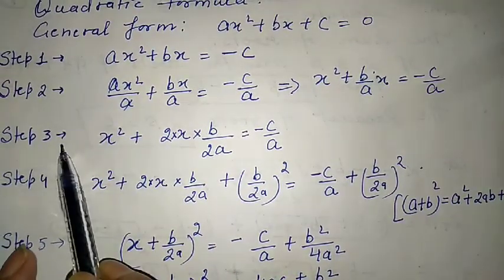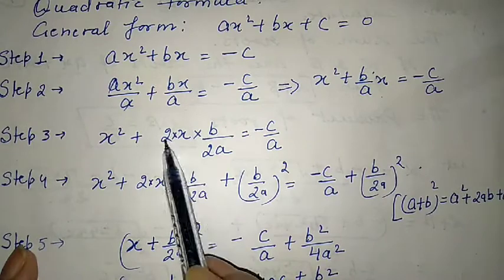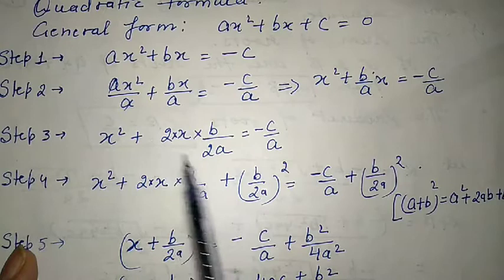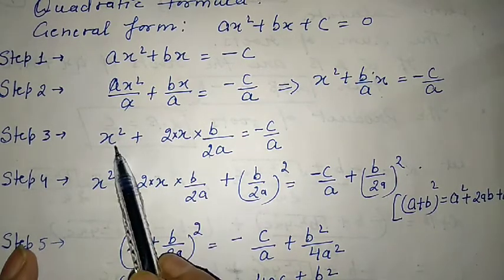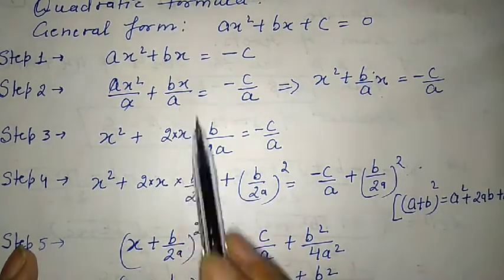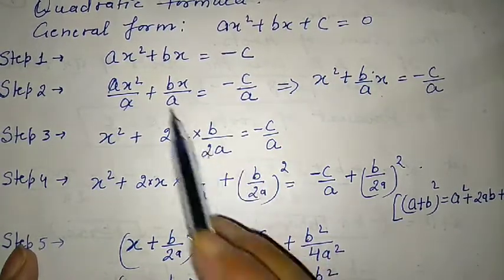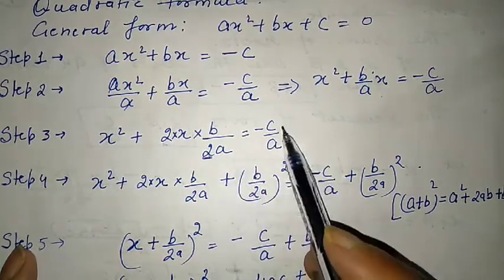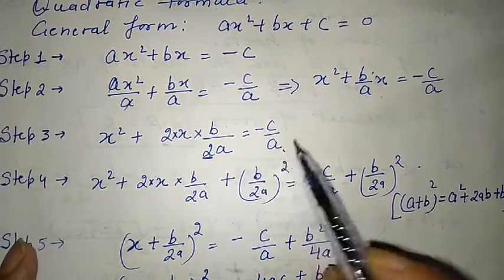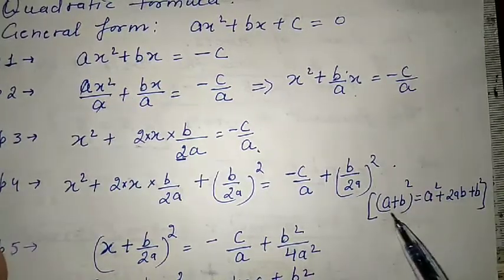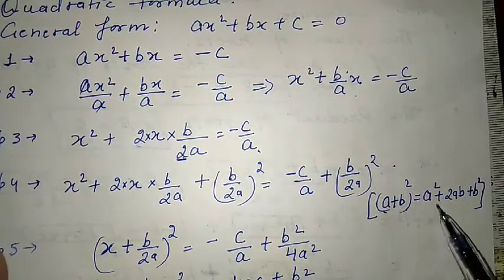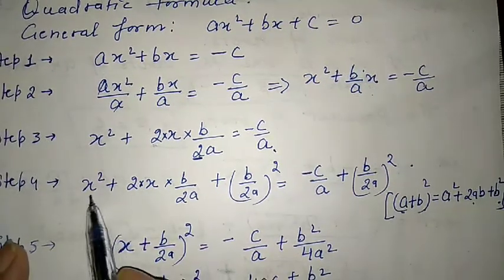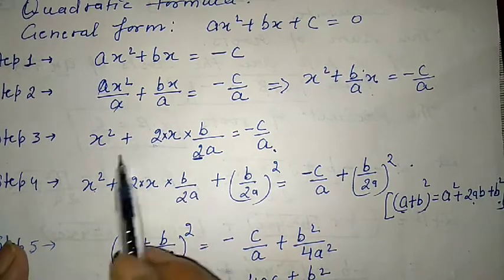Now step 3. To make a 2 here, we will multiply the middle term by 2 and also divide by 2. x square plus 2 multiplied by x multiplied by b upon 2a, by this 2 we will multiply and divide, is equal to minus c upon a. Now to make it in the form of a plus b whole square, we know this identity, a square plus 2ab plus b square. So on the left side we have x square plus 2ab.